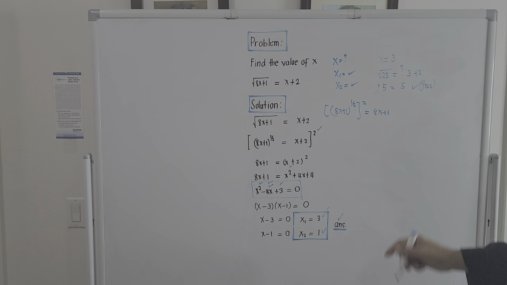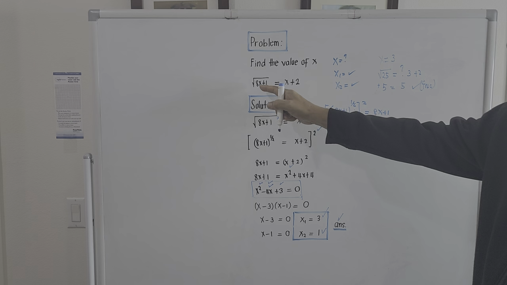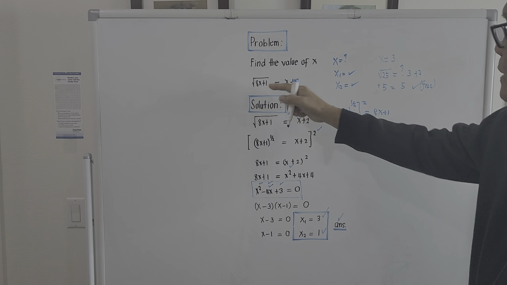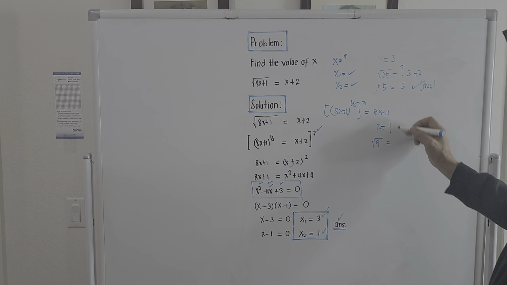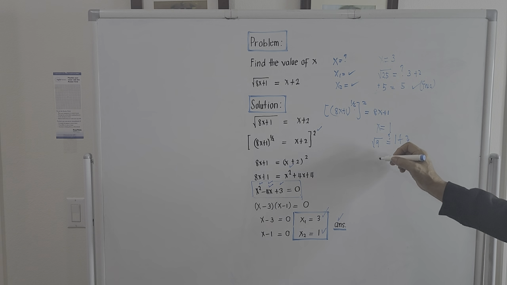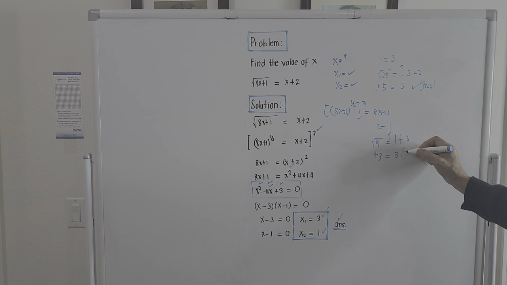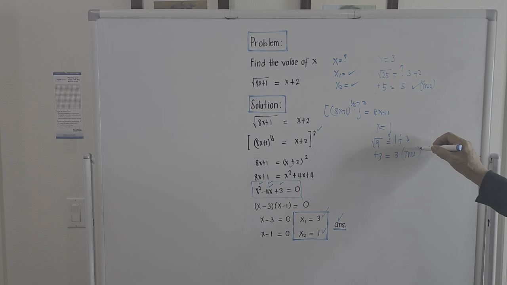For the second one, if the value of x is equal to positive 1, this will become 8 times 1, which is 8, plus 1, so this is the square root of 9, and this should be equal to, when x is 1, the right hand side will be 1 plus 2. Are they equal? The square root of 9 is plus or minus 3, and this should be equal to 3. By using the positive sign, they are the same, so this is true. Okay, so the answers x1 equal to 3 and x2 equal to 1 are actually correct.